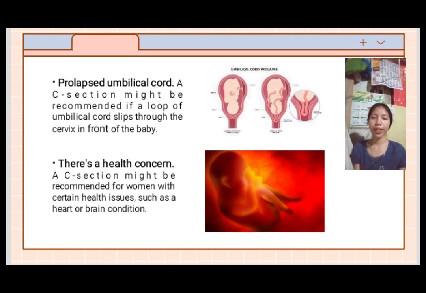The next factor that leads to cesarean section is health concern. When a woman has a certain health problem, such as a brain or heart condition, it might not be safe for her to give birth naturally. In such cases, doctors might recommend a C-section, or cesarean section, which is a surgical procedure where the baby is delivered through the mother's abdomen. This helps ensure the safety of both the mother and the baby during childbirth.